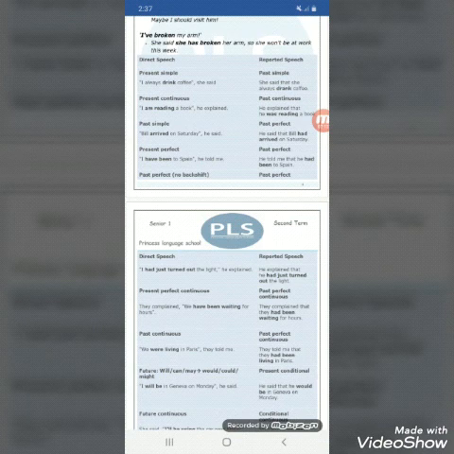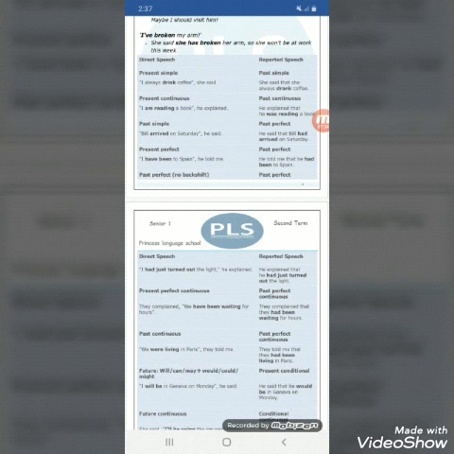Past simple. We agreed upon changing the past simple to the past perfect. So, Bill arrived on Saturday, he said. He said that Bill had arrived on Saturday. Present perfect would change to past perfect. I've been to Spain, he told me. He told me that he had been to Spain. Past perfect, as we agreed, has no backshift. It will remain as it is, past perfect. I had just turned out the light, he explained. He explained that he had just turned out the light. The same as it is.